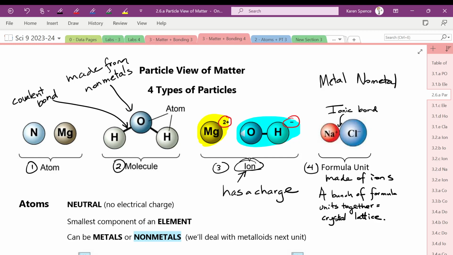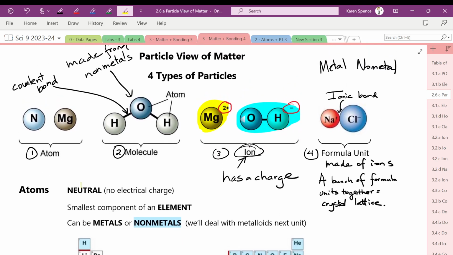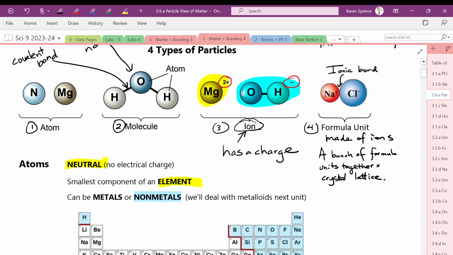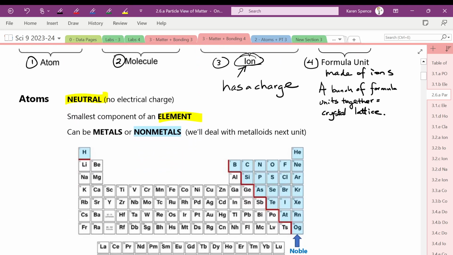Okay, so atoms. Atoms are neutral, right? Protons equal electrons. They're the smallest component of an element. What are the two types of atoms? You can have either metals or non-metals. And we'll deal with metalloids later on. Don't worry about it. It says next unit, but let's not worry about it too much.